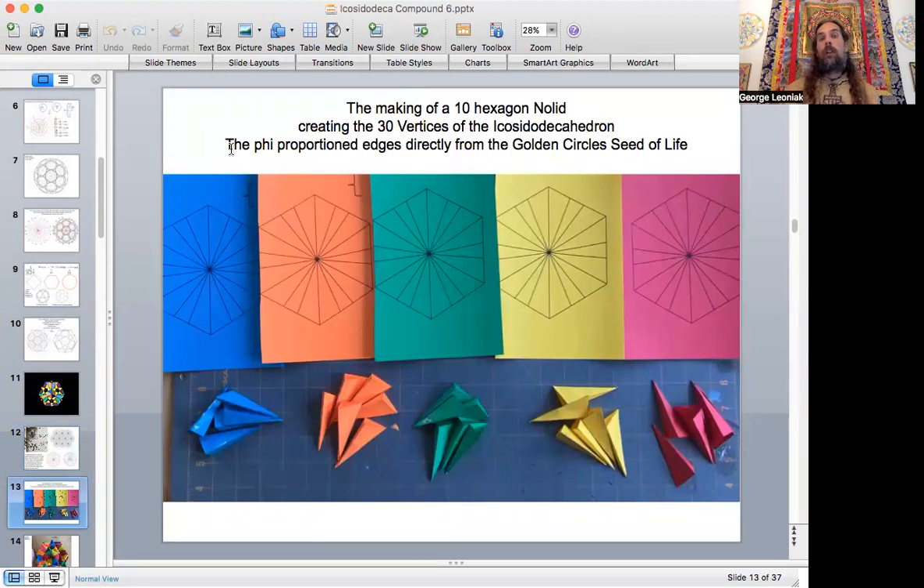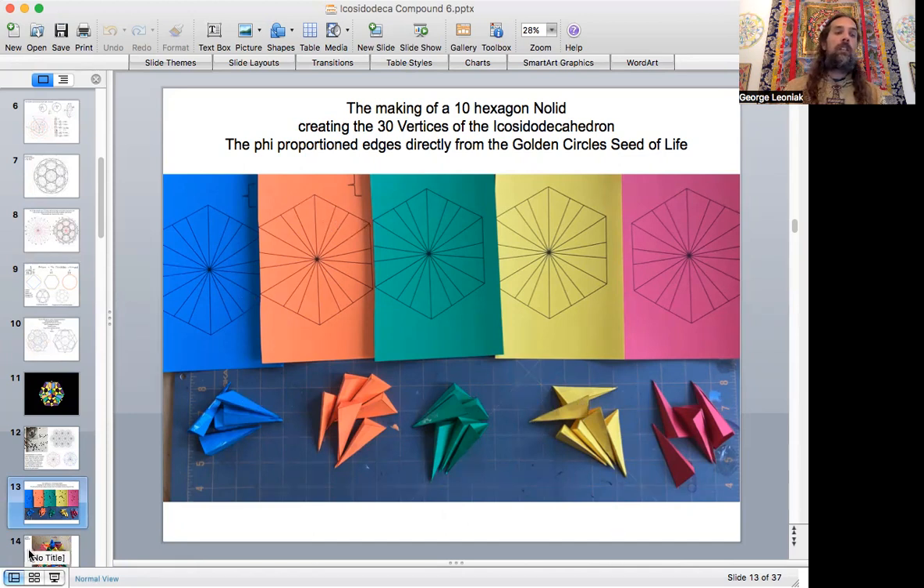Okay, so here I am going to make the nolid, and it's going to create 30 vertices. So I printed all these out in different colors. I didn't know how, I just decided to do it this way. I tried a few other experiments. There wasn't a guidebook that showed me how to do it, but I figured if I printed these out and cut out these triangular shaped wedges, anybody could do it at home just by drawing the golden circle seed of life. Folding these in, it's going to create these little cones.